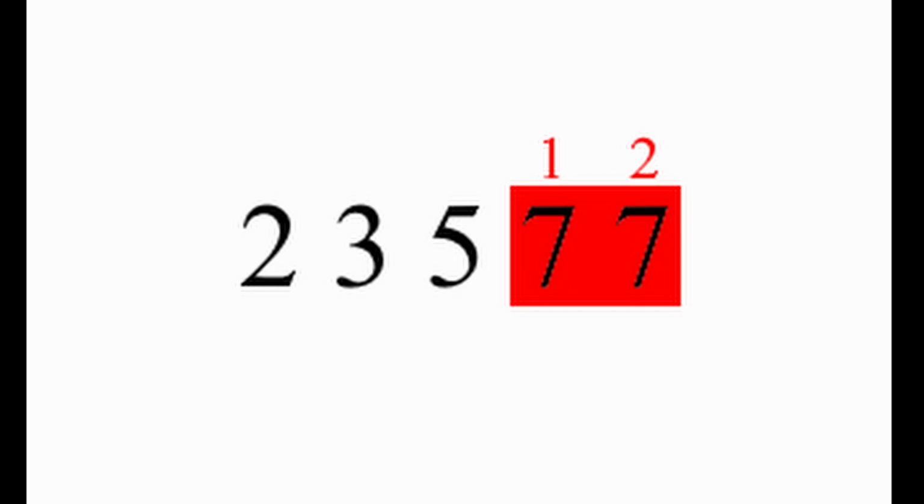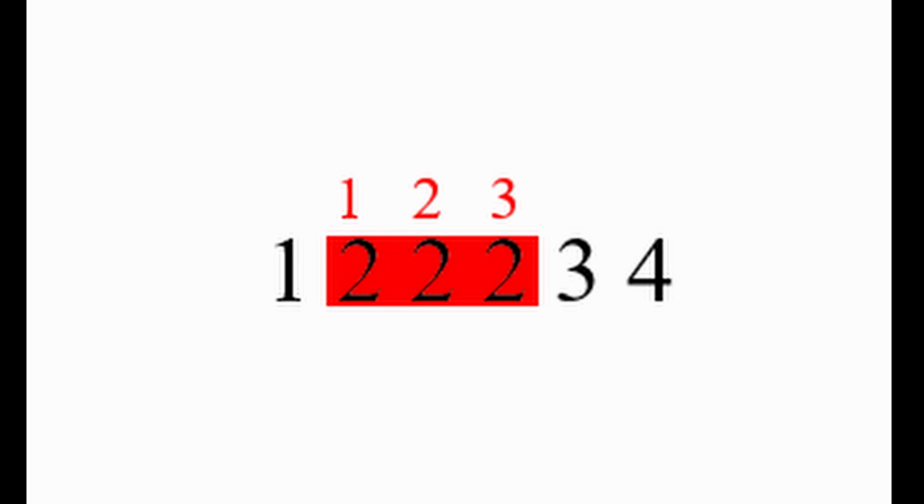Mode is simply the most common data point. In this data, 2, 3, 5, 7, and 7, the mode is 7 because there are more 7s than any other number. Just as here, the mode is 2, in the data 1, 2, 2, 2, 3, and 4.